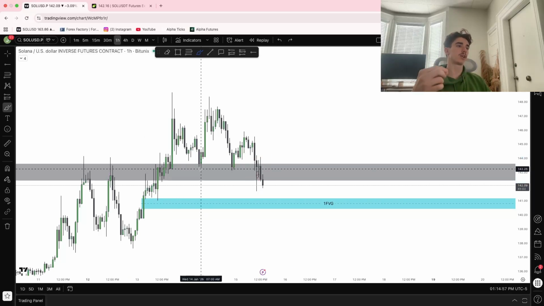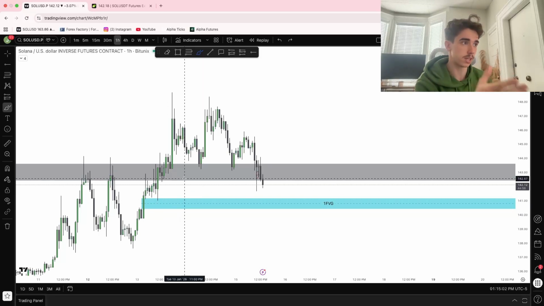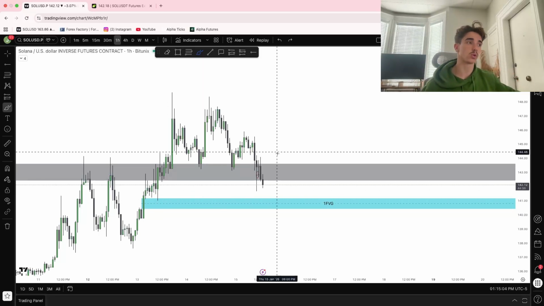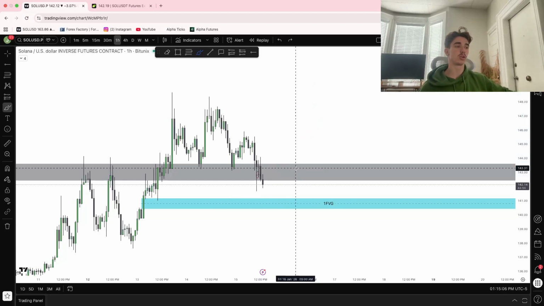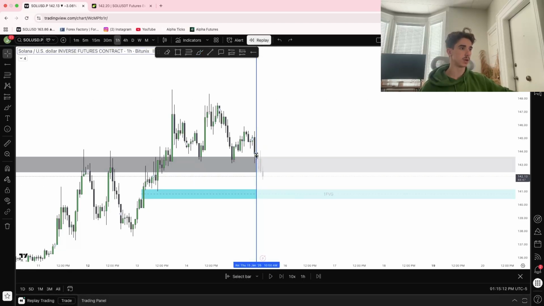So we have our key level, we have our 1 hour fair value gap, and the only thing that we're missing here is our liquidity, right? So if we're looking to take longs, what we want to look for is sell side liquidity, right? Liquidity that was below price. And we'll go into replay mode here so you can see what I mean.